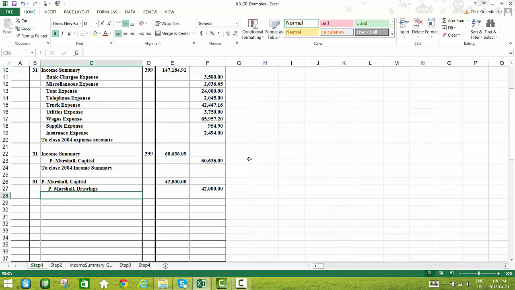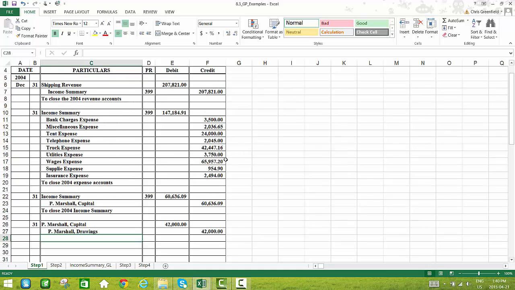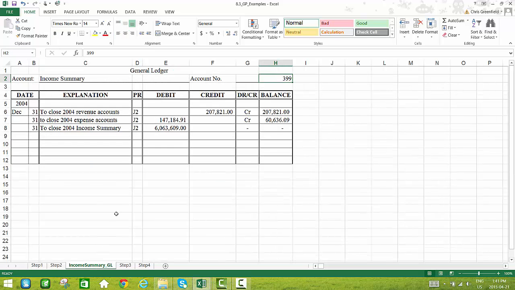Obviously, the part we skipped was where you would post all these to all these accounts, and then all those temporary accounts would then become zero. So the final step to wrap this up, which we don't really cover in this video, is doing the post-closing trial balance. It's exactly the same as a regular trial balance. The difference is that it would be much shorter because all these temporary accounts have a zero balance, and we don't show zero balances on the trial balance.